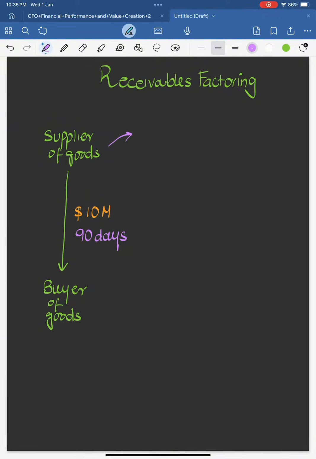What that means is that the supplier would have to wait for around 90 days to collect the money against those invoices, right? That's a long period of time. And let's suppose they need the money early, right? Let's see what option is available to them then.